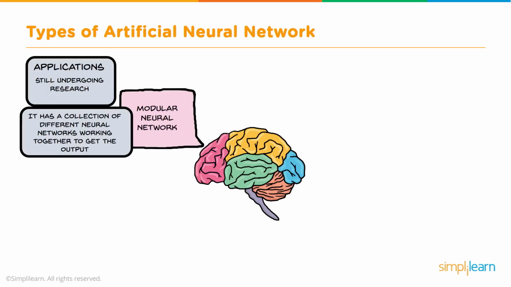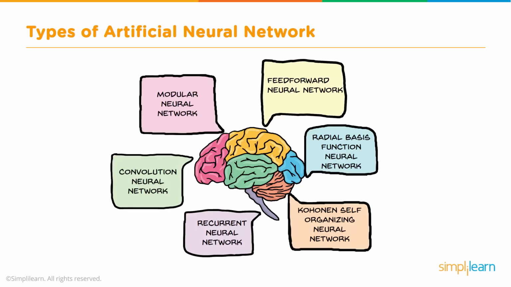And suddenly figuring out how those all fit together is just a lot of fun and really cool. So we have our types of artificial neural network. We have our feed-forward neural network, our radial basis function neural network, our Kohonen self-organizing neural network, recurrent neural network, convolution neural network, and modular neural network, where it brings them all together.